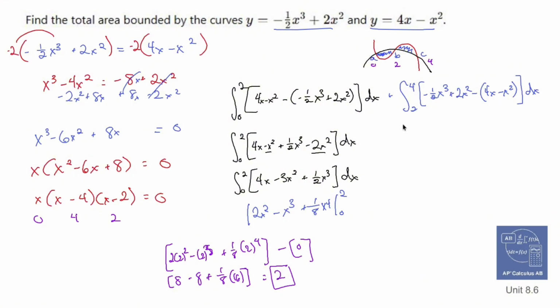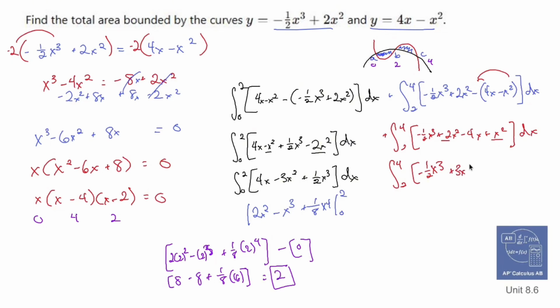Now let's do this guy. A lot of similarities going on. You could distribute that negative, so from 2 to 4 of x cubed plus 2x squared minus 4x plus x squared, close it, dx. You become negative 1/2 x cubed. These guys combine to make plus 3x squared minus 4x, close it, dx.